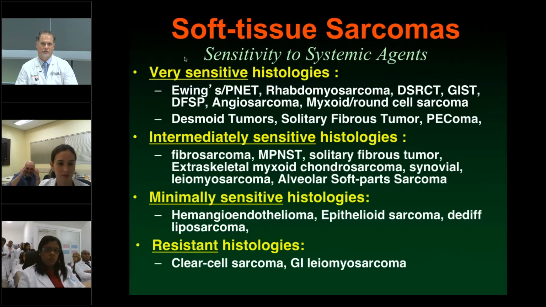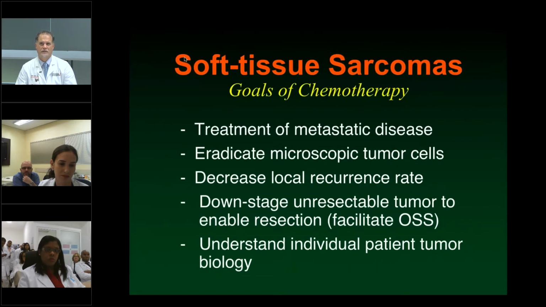Sarcoma treatment with systemic therapy is also driven by the type of sarcoma. There are certain sarcomas, such as clear cell sarcoma, that are resistant to all chemotherapies. Many of the sarcomas are very sensitive. And the goal of chemotherapy in the patient with metastatic disease is really to treat and shrink and control metastatic disease.